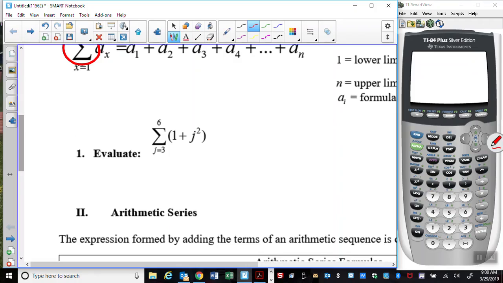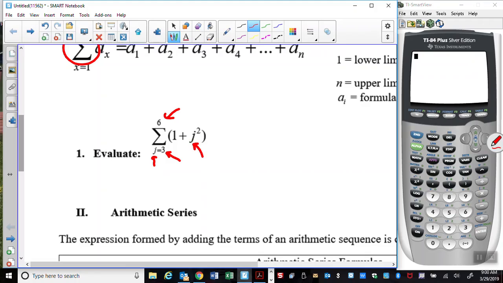Okay, you always have the variable. You have the starting point. In this case, it's 3, or starting value. And then the last value is 6. And then our rule is 1 plus j squared. You can put in any variable here. It can be x equals 3 through 6. But whatever variable is on the bottom of the sigma also has to be here.